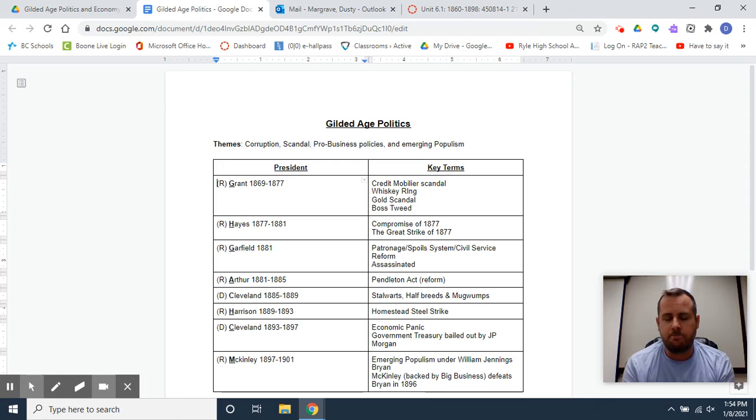So how do you remember this? How do you learn these presidents? Sometimes they're called the forgettable presidents or the faceless presidents. Almost all of them have beards, which is rare for presidents. Most presidents don't have facial hair, but almost all of these presidents did have beards. So the bearded presidents or the forgettable or the faceless presidents. How do you remember them? I recommend coming up with an acronym.